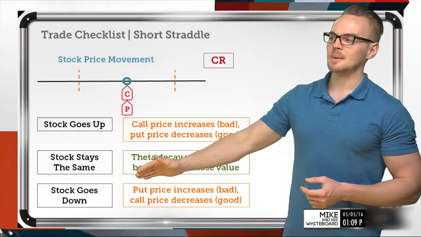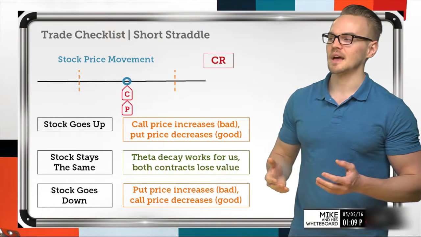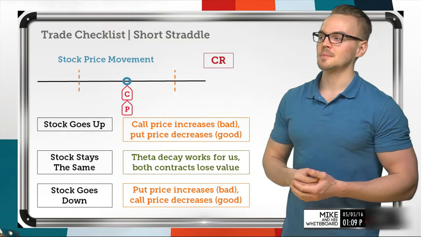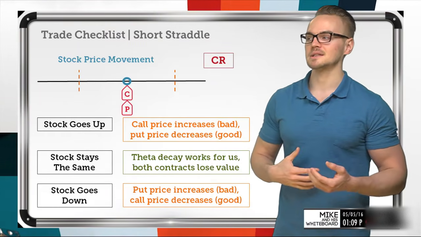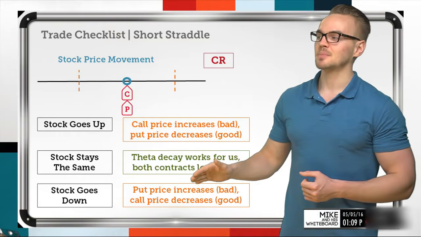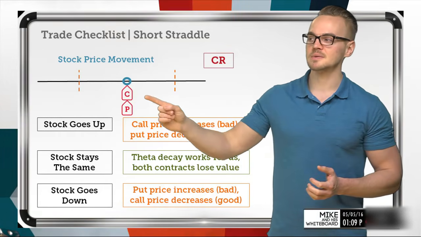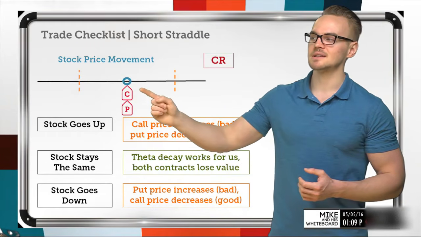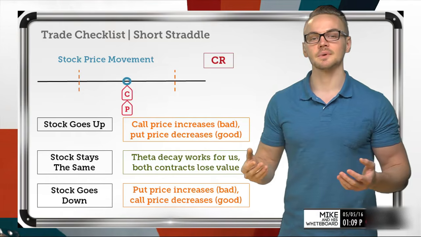So when the stock price goes down, I do want to point out that it's just going to be opposite of when the stock price goes up. If the stock price goes up, my call prices increase but my put prices decrease. It's just going to be opposite when the stock price goes down. My put prices will increase because they're going to be moving in the money, and my call prices are going to be decreasing because that call is going to be moving out of the money.